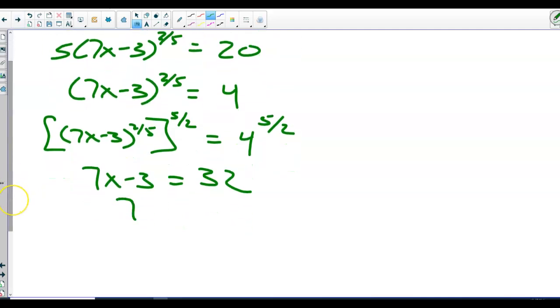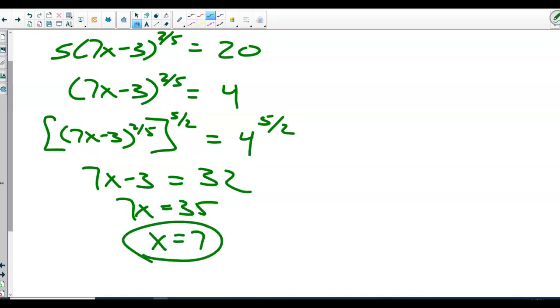And from here I'm solving. I add 3 to both sides, I get 35, and my x equals 7.